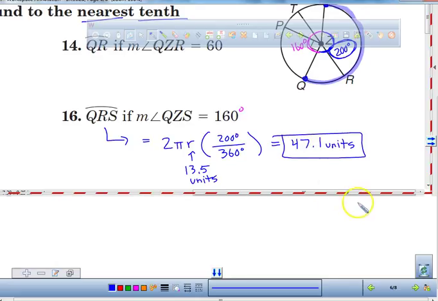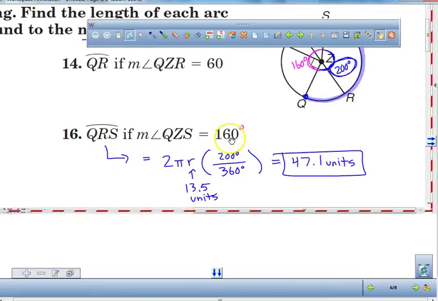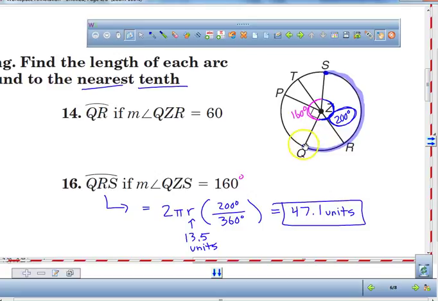Alright, so right now, be careful. Just because it says 160, are you going to automatically put a 160 right there? No, check. Make sure. Sometimes you would. If it said, hey, what's the measure of QS or QPS, then that's what you would do. Okay?